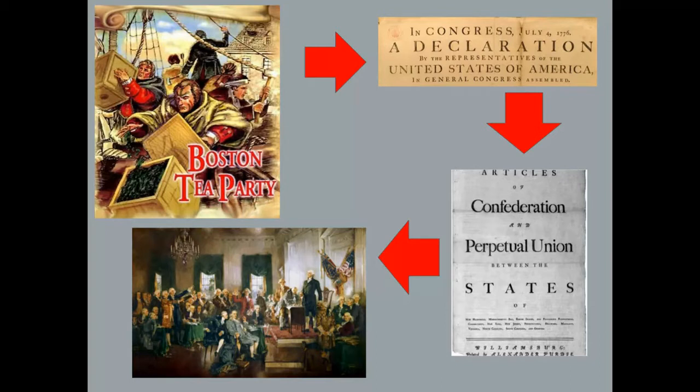So, delegates from the 13 states met in Philadelphia to try and fix the Articles of Confederation. However, they ended up writing a brand new constitution that we still have to this day.